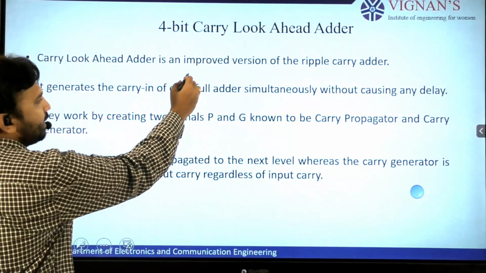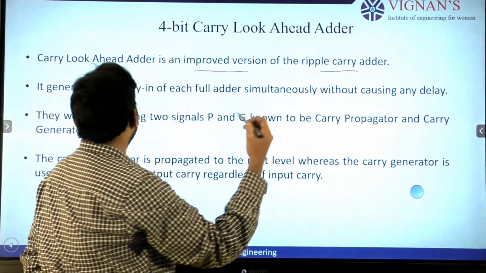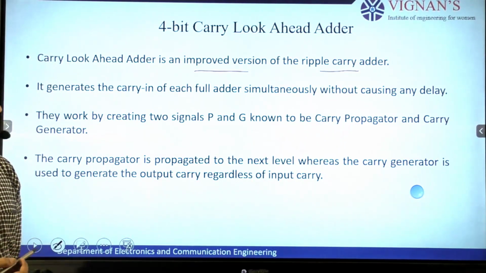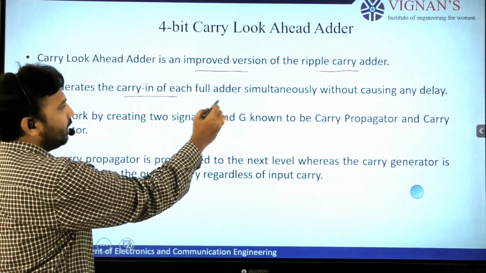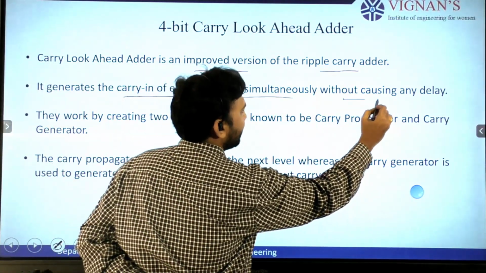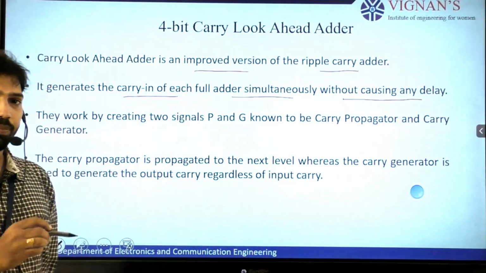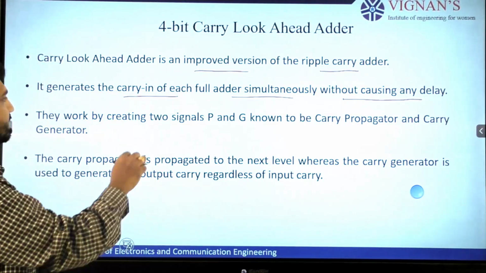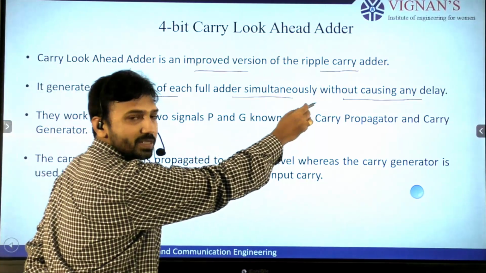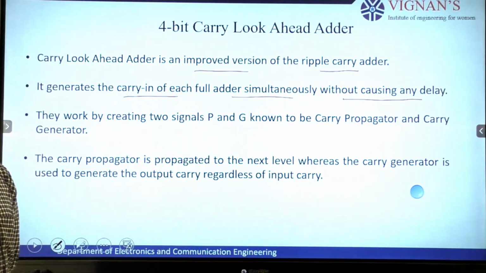So it is an improved version of the ripple carry adder. How is it advantageous? It generates the carry in of each full adder simultaneously without causing any delay. That is the main point with respect to the carry look ahead adder. That is, the carry of each full adder will be generated without having any delay.